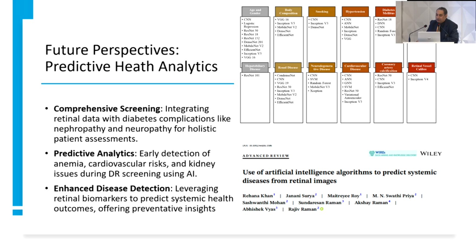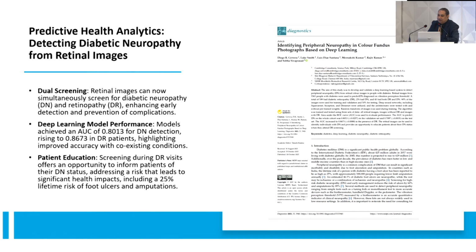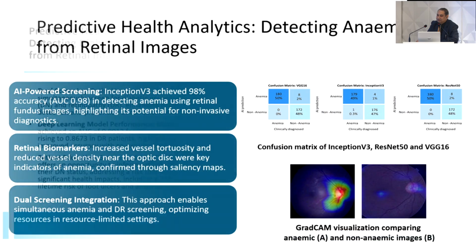This was one of the review articles where we showed the various systemic diseases that people are looking at from retinal images. This was work we did with Cambridge Consultants, where we tried to see whether we can predict neuropathy from retinal images. We could demonstrate for the first time that AI algorithms, though in neuropathy you don't see anything on the retina, and we had shown there are functional changes in terms of sensitivity changes in the retina, a deep learning algorithm can to some extent detect neuropathy from retinal images.